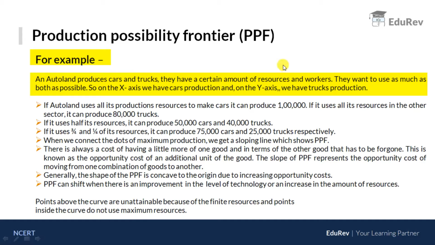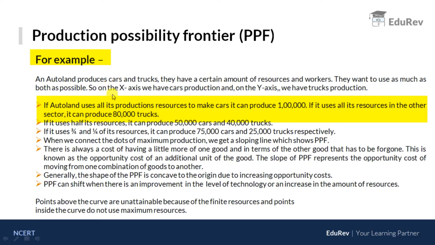So Autoland has certain resources, certain workers, and Autoland has to decide how much to put into what. How much of the resources should go into car production, and how much should go into truck production. So if Autoland uses all its production resources to make cars, it can produce 1 lakh. So if Autoland decides that all the resources in the economy, the workers, the laborers, the land, will only produce cars, in that case, the economy can produce 1 lakh units of cars.